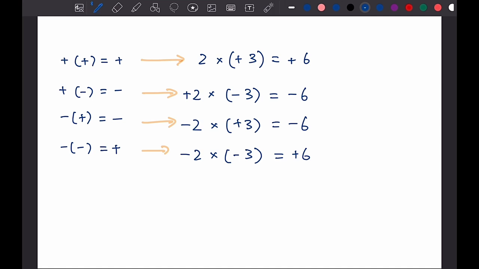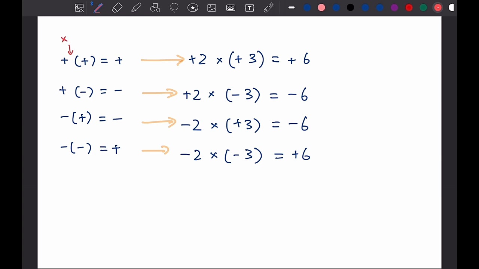Okay, so we know from primary school, because we only studied positive numbers in primary school, that if we take positive 2 multiplied with positive 3, we get positive 6. In primary school, we took that as a default. We don't talk about positive. But here I put a positive just to illustrate the point that when we multiply two positive numbers together, we get a positive number as the result.